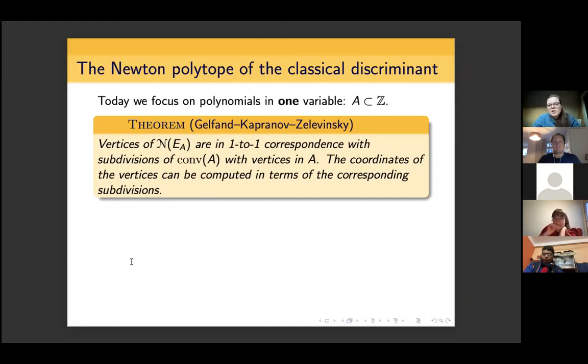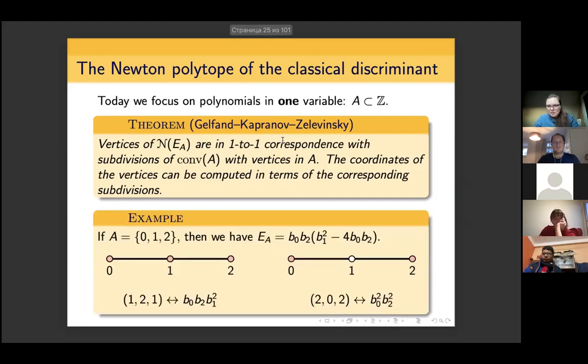The result states that vertices of the Newton polytope of the A-determinant are in one-to-one correspondence with the subdivisions of the convex hull of A. I remind you that A is one-dimensional, so the convex hull is an interval. But subdivisions, this is something that we know from analysis and many constructions, subdivisions of an interval. But we are concerned not about all subdivisions, but only those that have endpoints inside of the support set A. And the best part of this theorem is that if I have such a subdivision, I can just look at it and purely combinatorially compute the corresponding vertex of the Newton polytope. As I say, vertices are in one-to-one correspondence with subdivisions.